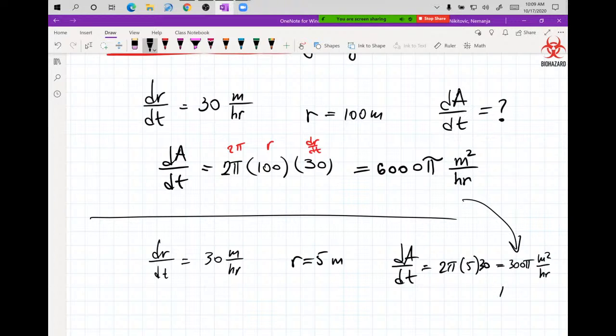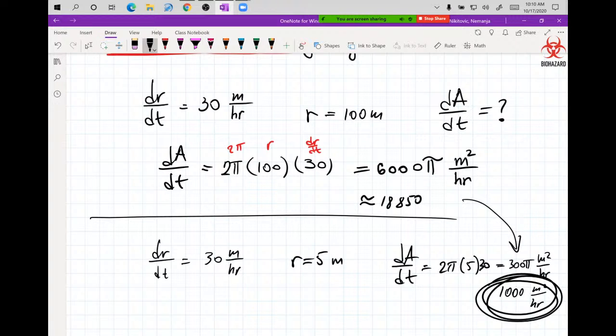this is roughly 1,000 meters squared per hour of pollution added. And this is 18,000 roughly. It's more than 18,000, roughly 20,000, let's say. I'm going to see what we get when you multiply 6,000 by pi. So it's 18,850. So about 18,850.